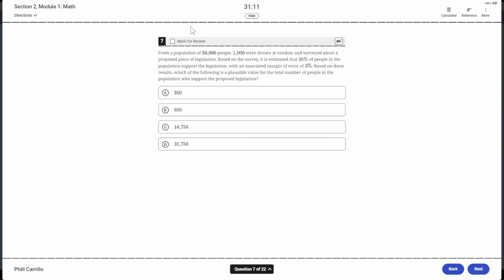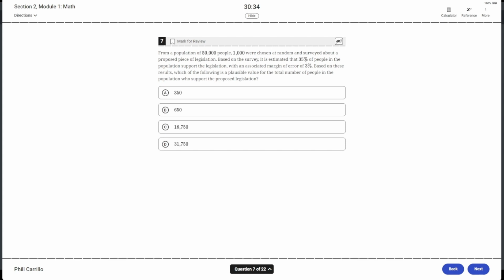Okay, let's go. All right, from a population of 50K, 1K were chosen at random and surveyed about a proposed piece of legislation. Based on the survey, it is estimated that 35% of the people in the population support it. So 35% of the population, not the ones who took the survey. Okay, interesting. With an associated margin of error of 3%, or give or take 3%. Based on these results, which of the following is a plausible value for the total number of people in the population who supported it?